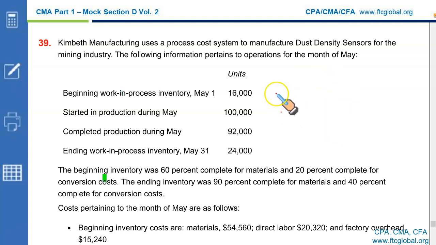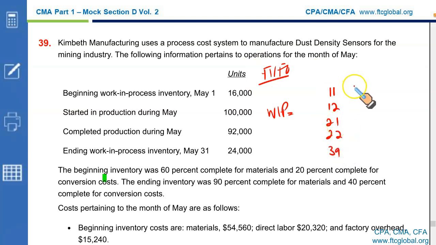Yes, question number 39. This question requires you to calculate the value of work in process under FIFO, and this question has already been done in a sequence of questions 11, 12, 21, 22 and 39. Question 11 asked us to calculate the material cost per EUP and conversion cost per EUP, then we were required to calculate the per unit cost, and then finally the work in process. All were done in sequence.